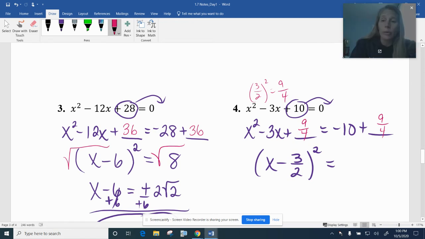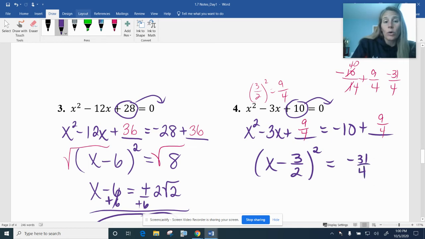But since I don't want to pull that open right now, if I were going to add these by hand, let's say, I have to make a common denominator. So negative 40 plus 9 would be negative 31 over 4, and that's what I'm going to have over here. Now that's important because now I'm going to square root both sides to solve this.